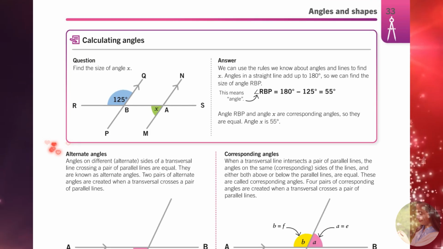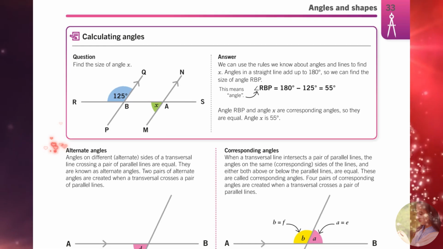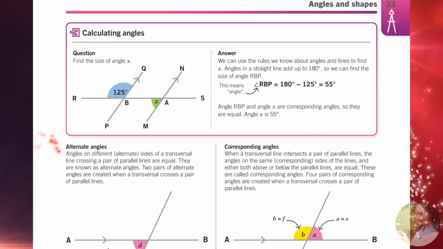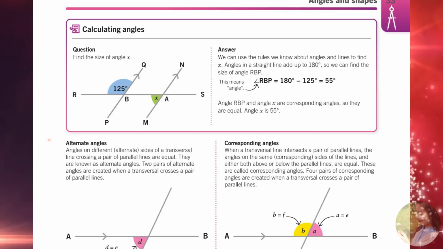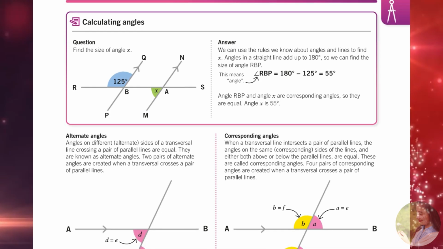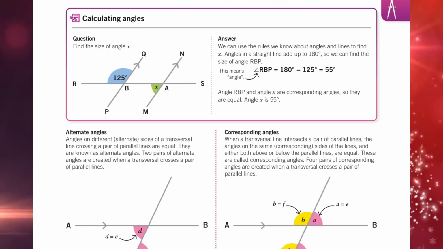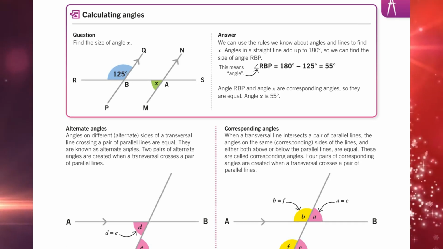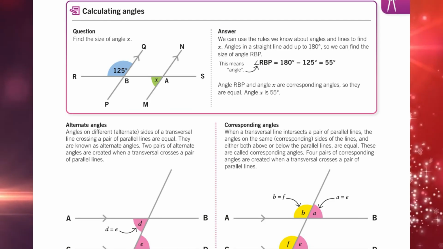Alternate angles. Angles on different or alternate sides of a transversal line crossing a pair of parallel lines are equal. They're known as alternate angles. Two pairs of alternate angles are created when a transversal crosses a pair of parallel lines.